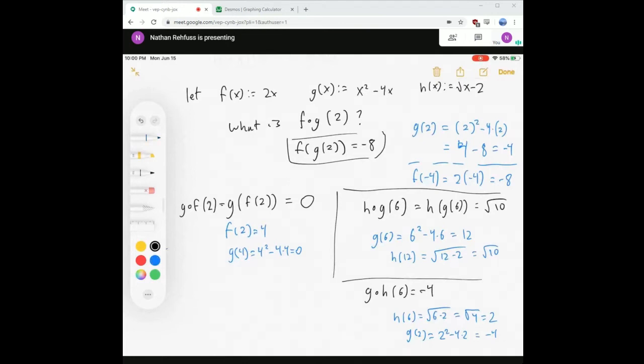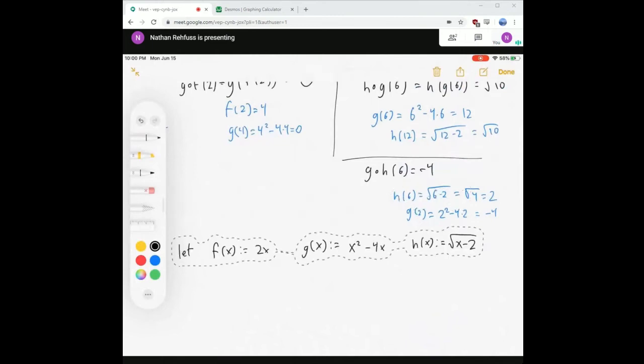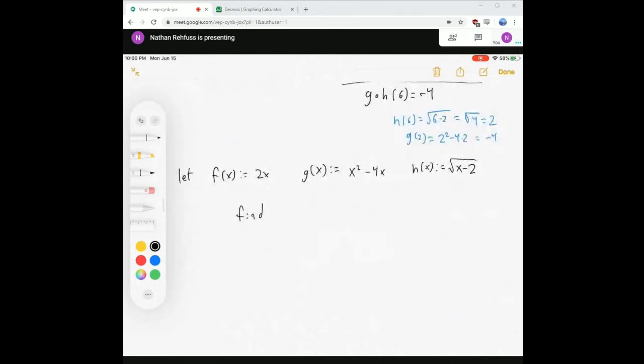Now, let's find some formulas, right? I'm getting better at this finger command here. Let's find an algorithm for, how about f of g of x?